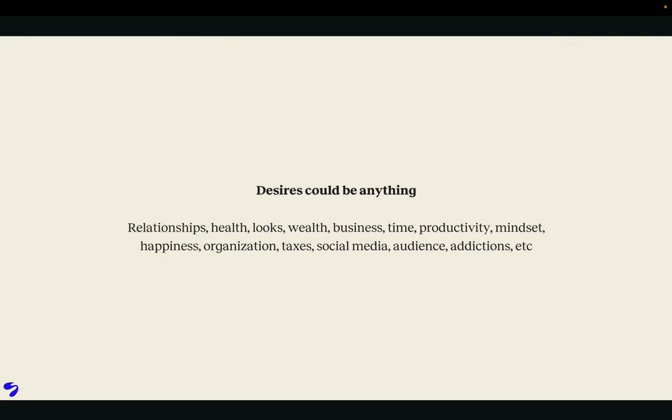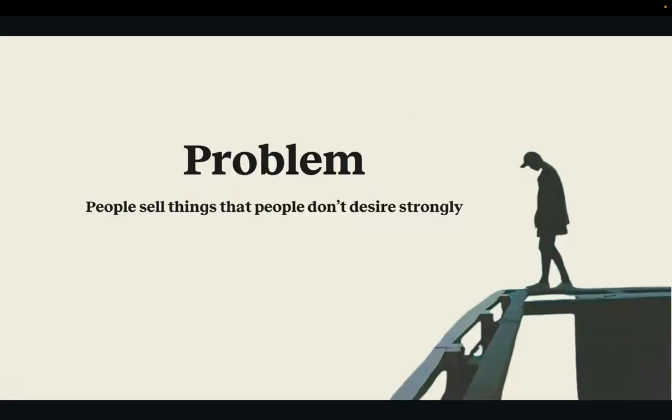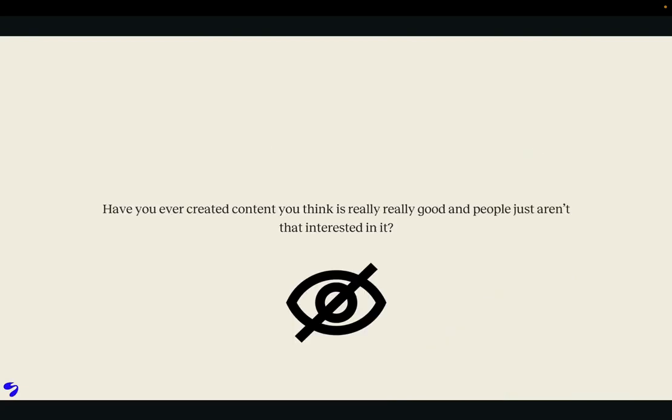Desires range through everything. And they are different for everyone. Everyone on this earth has multiple desires. It is a chronic part of the human condition. And everyone has different levels of intensity to different desires. We want different things. We might want the same thing to different levels or different extents and different degrees. And the problem is that people sell things that people don't desire strongly. That is the core problem.